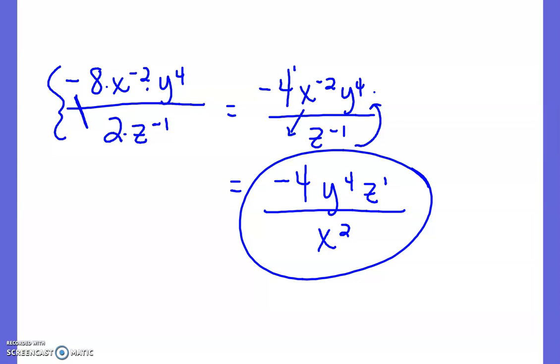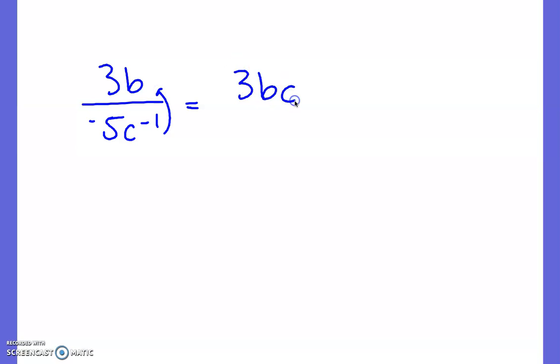Okay? And I'll work one more, maybe two more. 3b over negative 5 c to the negative 1. The only thing that has a negative power is the c. This is not a negative power, it's just negative 5. So the only thing we need to move is our c. So keep 3b up top, take your c to the top, and it becomes a positive 1. And then what stays down here? Negative 5, because it does not belong to that c.